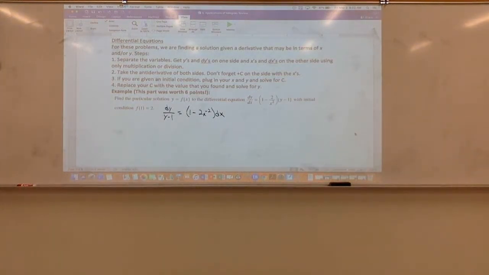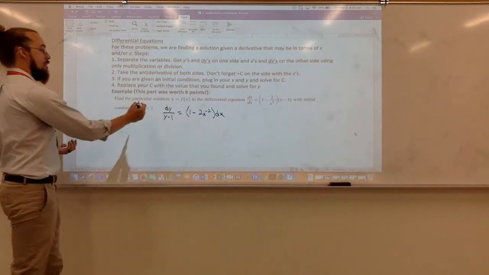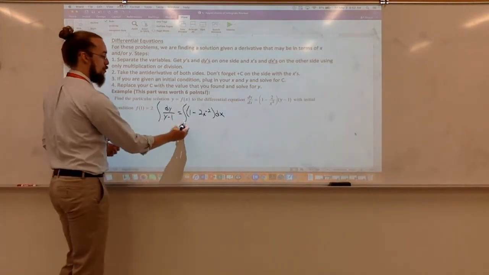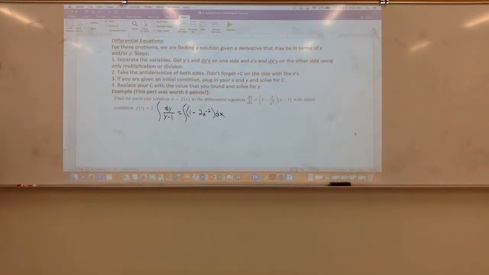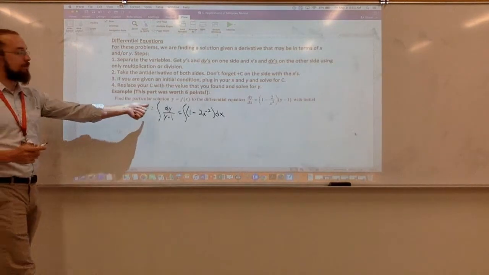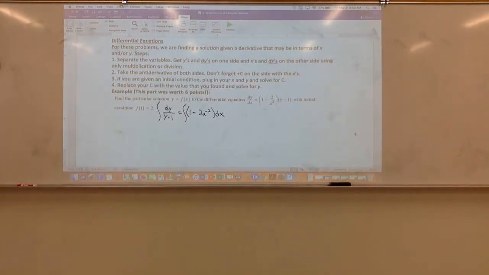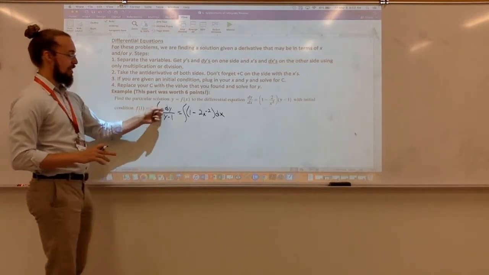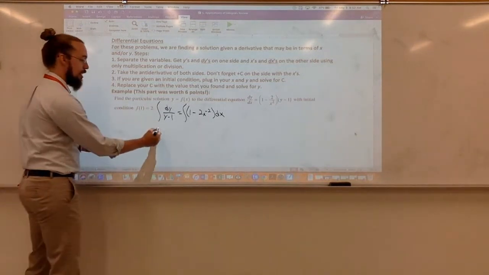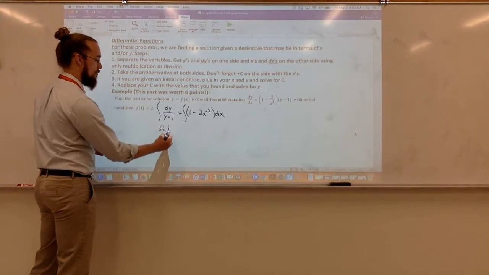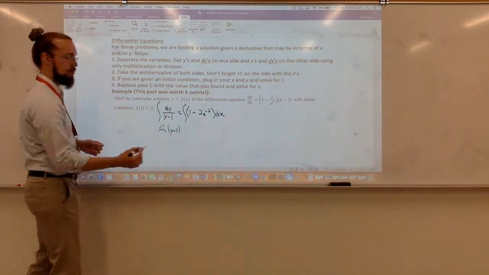So once I have my variables separated, then I can take the integral of both sides. So I need the antiderivative. What's the antiderivative of dy over y minus 1? It is the natural log. Whenever I have the derivative over a function, that antiderivative is natural log. So this would be the natural log of y minus 1.